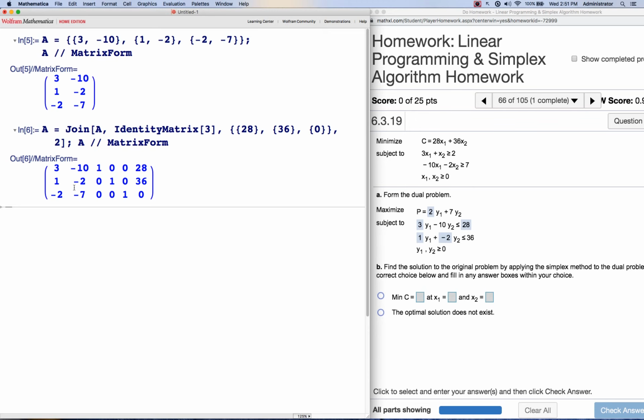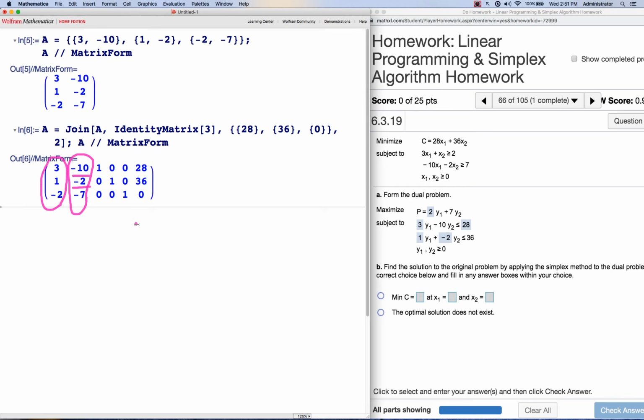Normally I would say you're supposed to pivot in this column right here because -7 is more negative than -2. But the problem is you cannot pivot on negative values. That's going to cause some real problems. So then we're going to have to pivot in this column right over here.